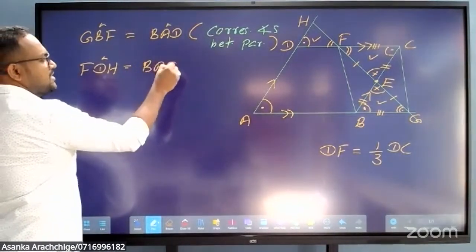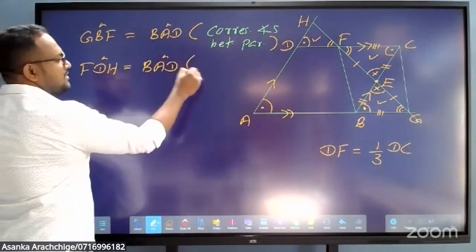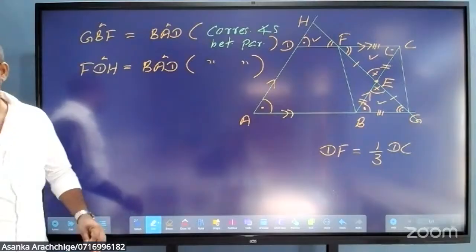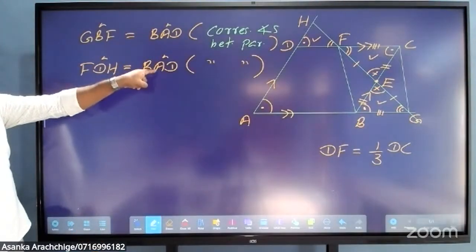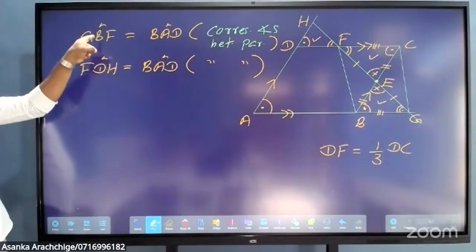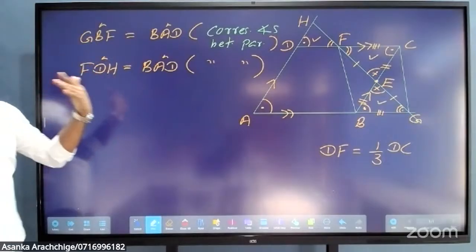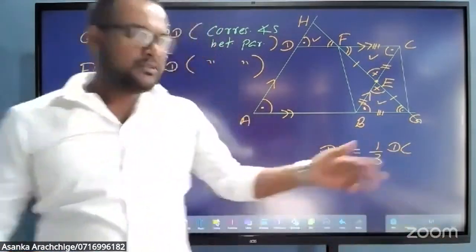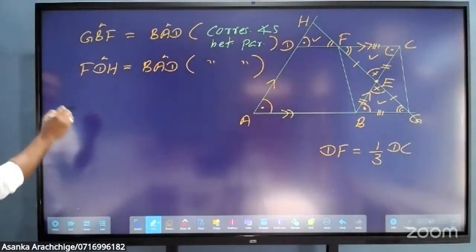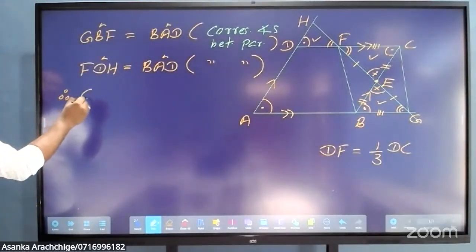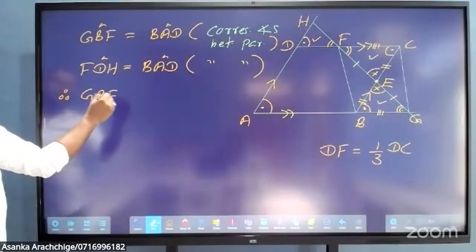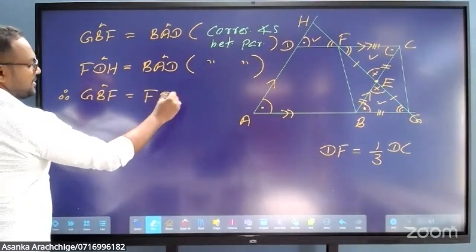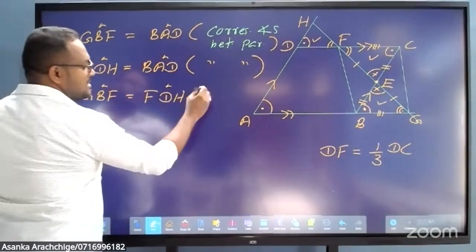It is also equal to that BAD. So here it is the same: corresponding angles between parallel lines. Now look, son. The same quantity BAD is equal to these two quantities. Then the quantities which are equal to the same quantity are equal. Axiom. Therefore, you can say these two are equal. Therefore, angle GBF is equal to angle FDH. Reason: axiom.